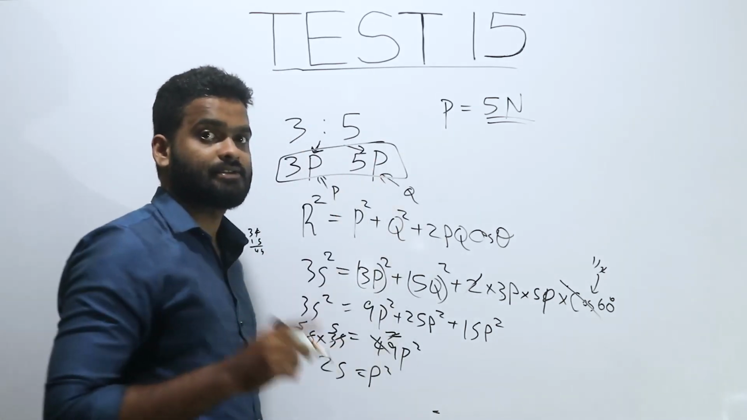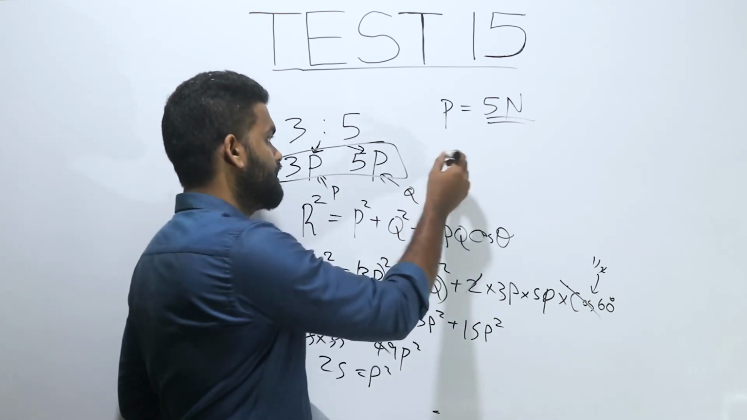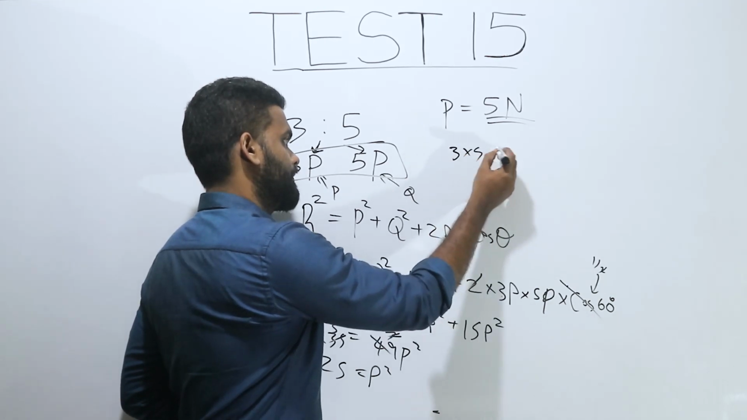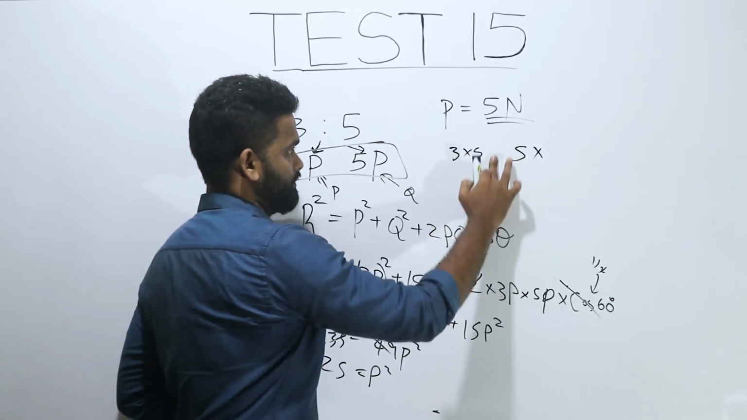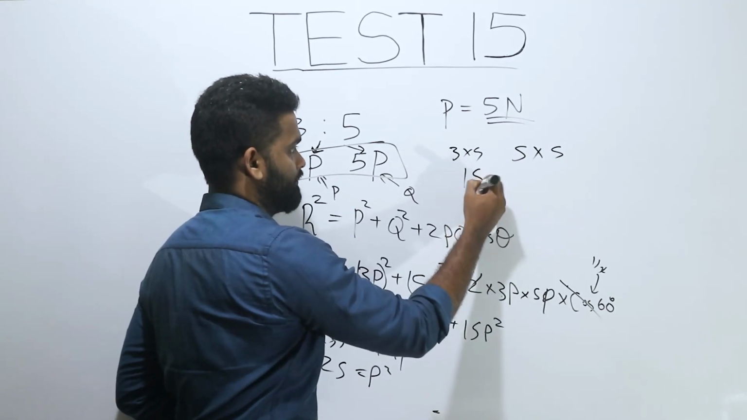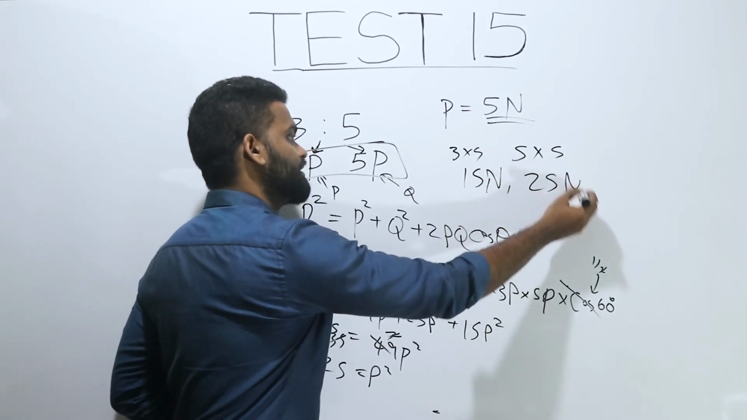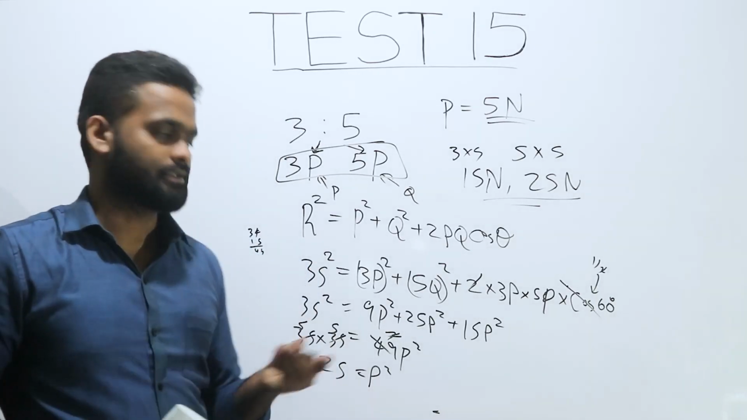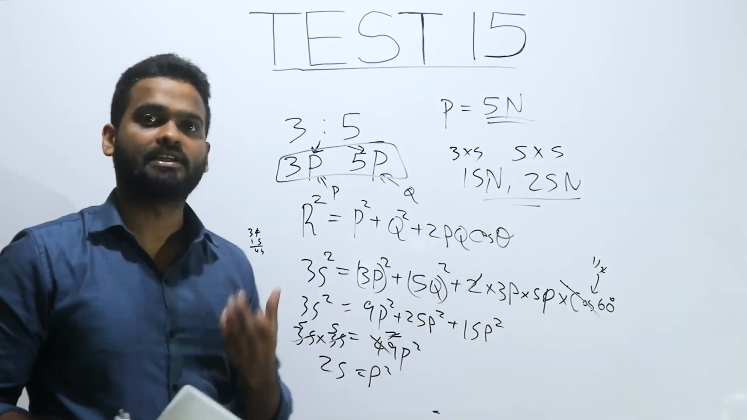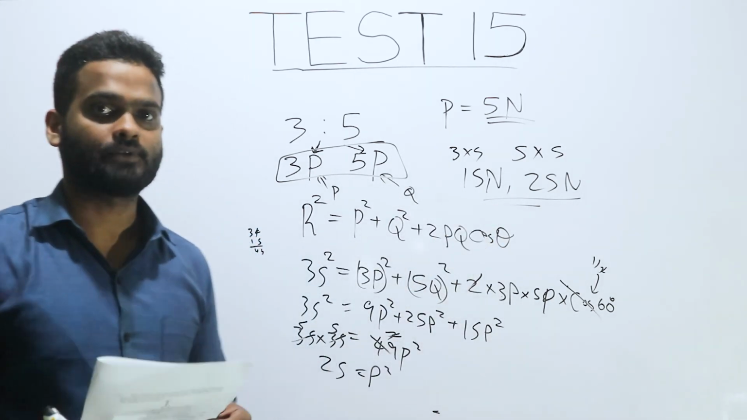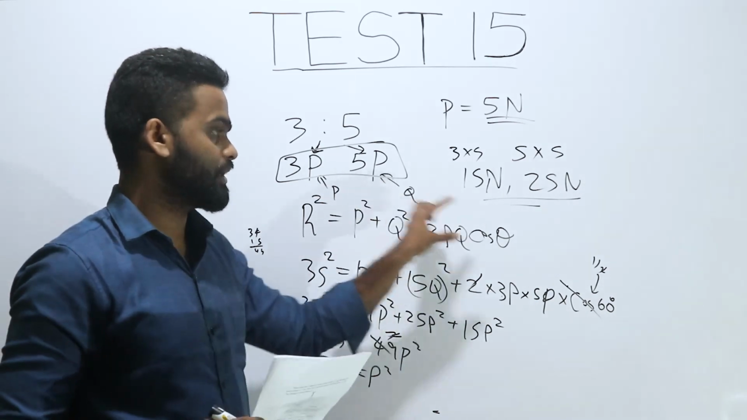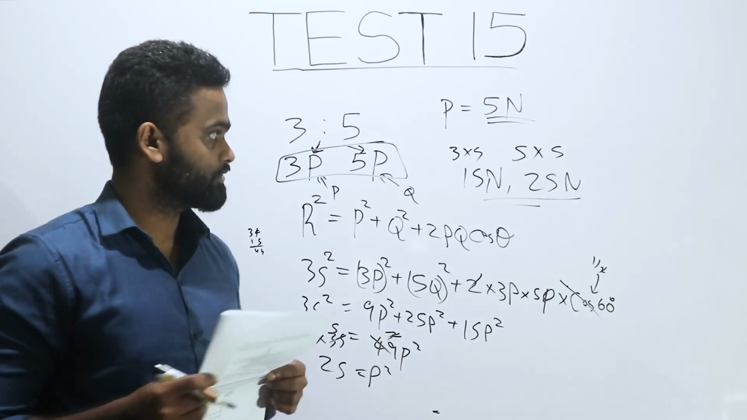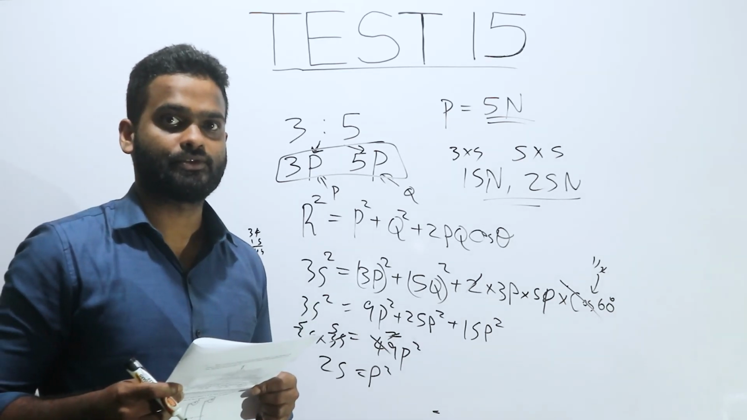Initially we took the forces as 3p and 5p. So one force should be 3 times p, that is 3 times 5. The other force should be 5 times 5. So 15 Newtons and 25 Newtons are the two forces. There is no other way to find this. You just have to use this equation which you learned when you did vectors, right? R squared equals p squared plus q squared plus 2pq cos theta. So the answer is the second one for the fifth question.